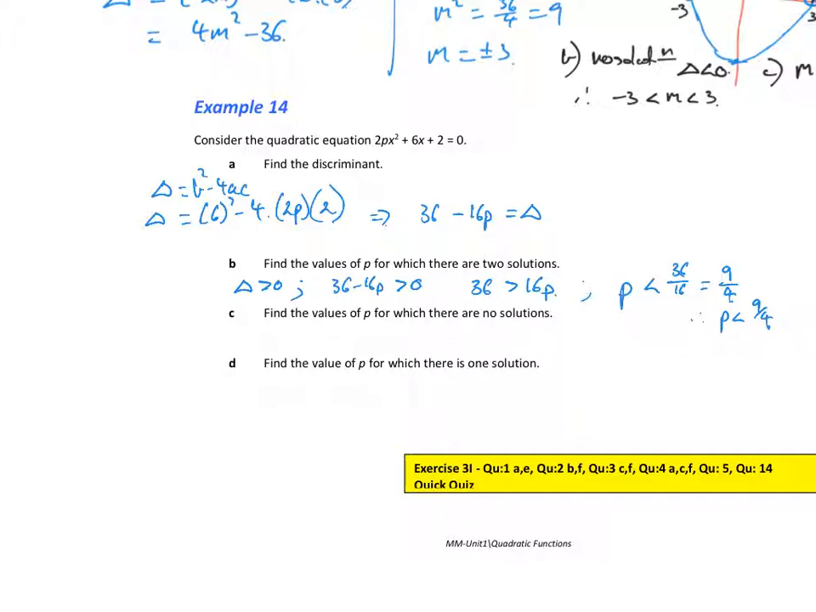No solutions. Let's just change our colour. That means the discriminant is going to be less than 0. So simply that means 36 minus 16p is going to be less than 0. You see the math is going to be very similar. Just the sign's going to be the opposite, isn't it? One solution means the discriminant is equal to 0. So I need 36 minus 16p to be equal to 0. And we'll obviously get p equal to 9 on 4. So as soon as you see a question that asks about the number of solutions, your thought processes need to take you to the discriminant and working with that.